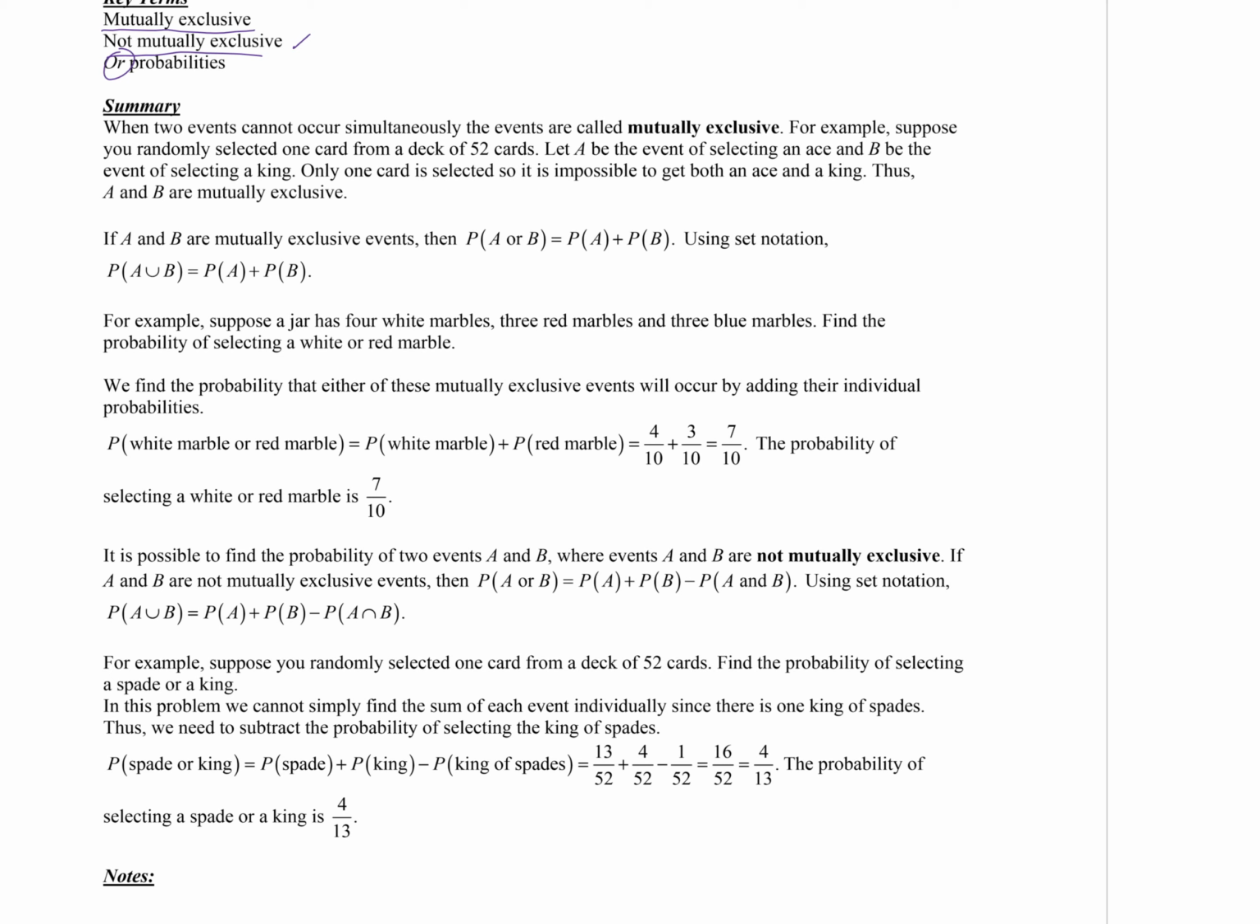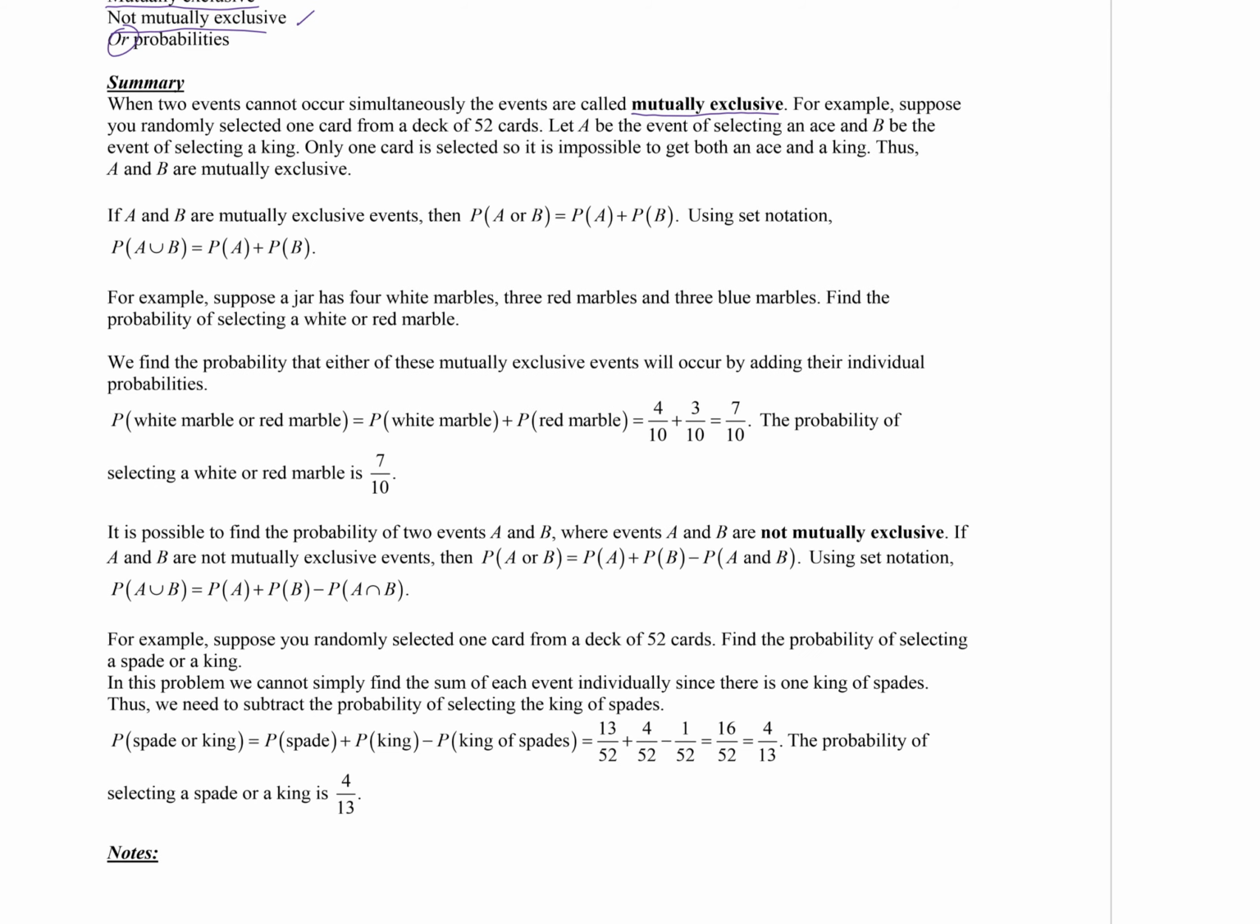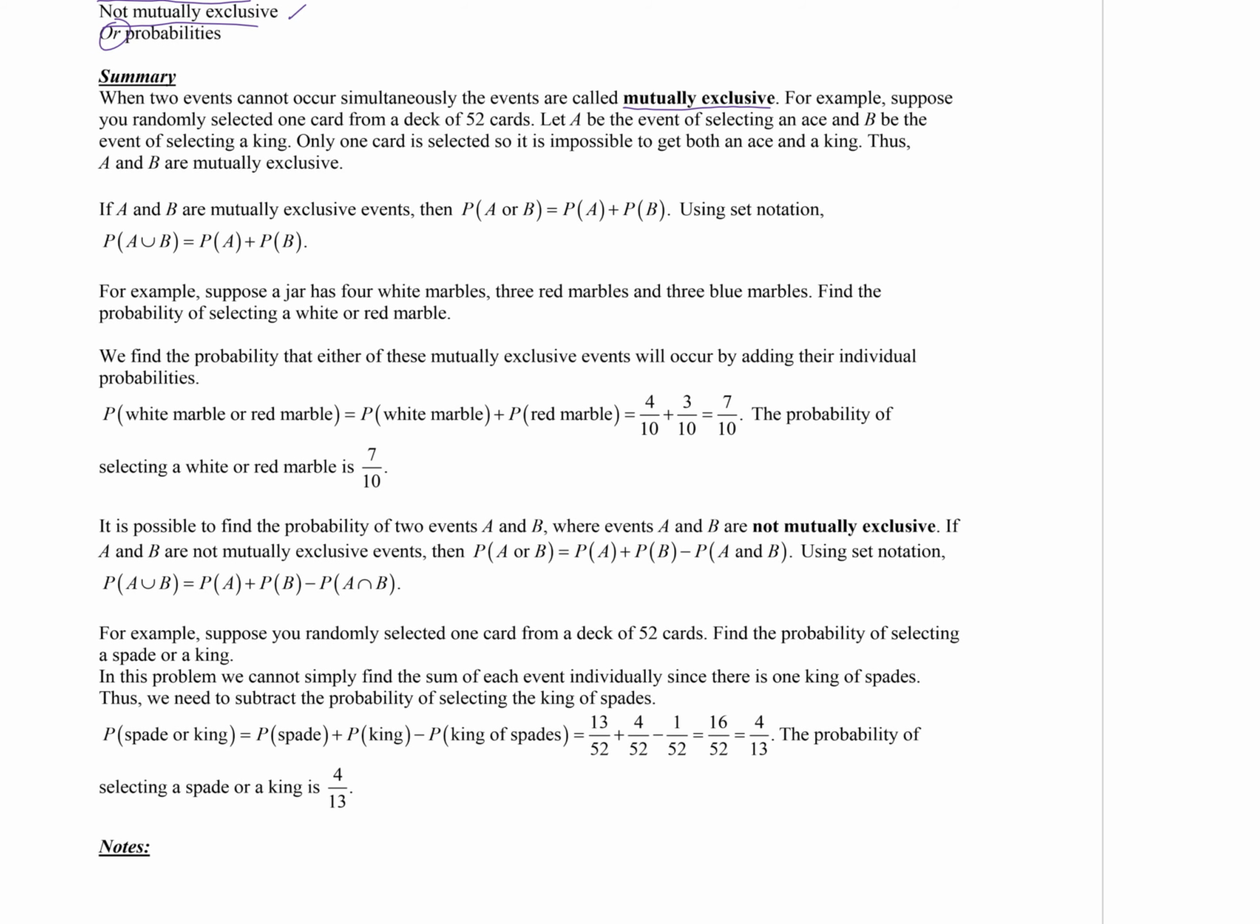So, again, two events that can never occur at the same time are called mutually exclusive. For example, the probability of landing on an even number and the probability of landing on a 1 are mutually exclusive. There's no way you're going to have an even number and a 1 at the same time. They're not the same. They're completely different events. So those probabilities can never happen at once.